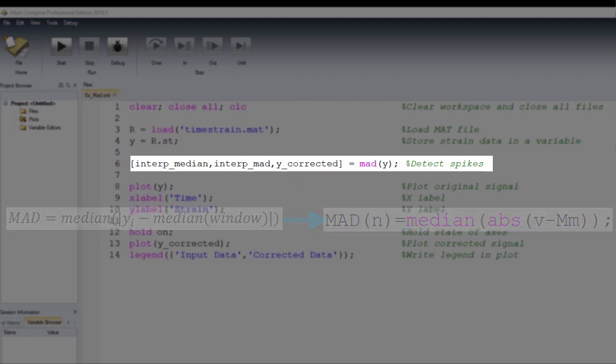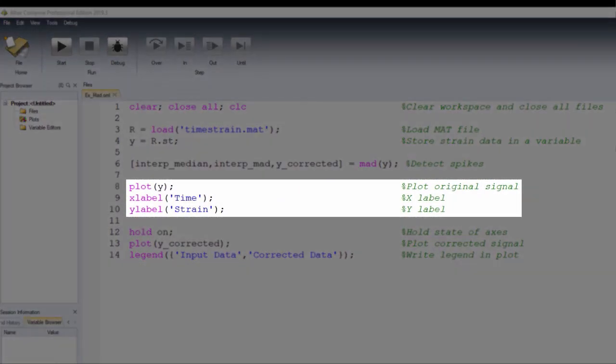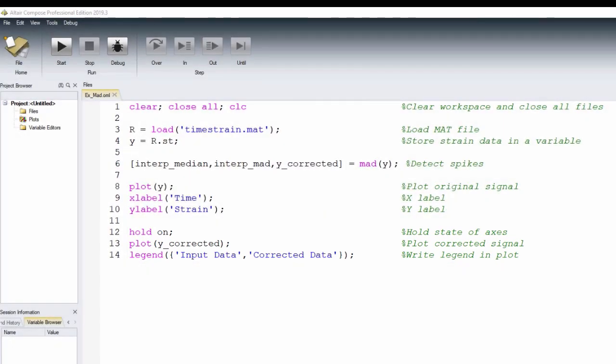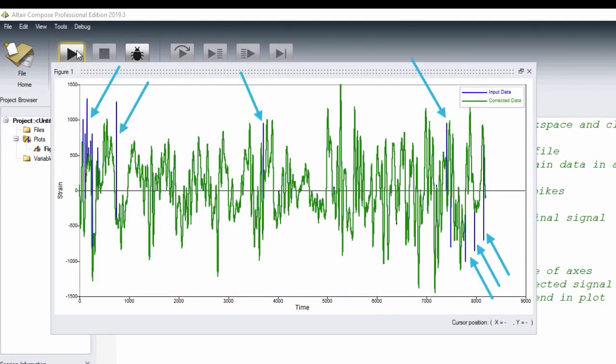Now we can plot the original strain and the corrected one without these spurious spikes. The first plotting block sets the first curve with the original strain and the x and y labels of the plot. The second block holds the state of the axis, so the corrected strain curve will be in overlay with the original one. And as we can see, many spikes were identified as peaks that are not part of the original signal, and they probably come from imprecisions of the measurement.